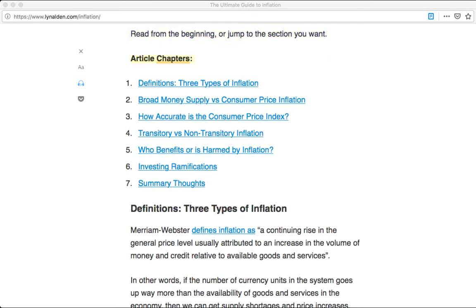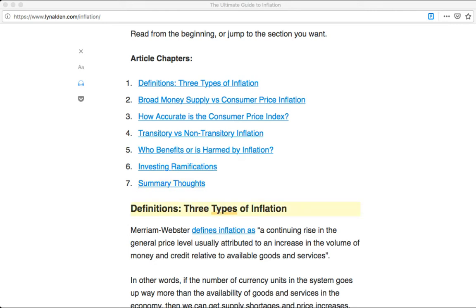Article chapters: Definitions. 3 types of inflation: broad money supply versus consumer price inflation. How accurate is the consumer price index? Transitory versus non-transitory inflation. Who benefits or is harmed by inflation? Investing ramifications. Summary thoughts.